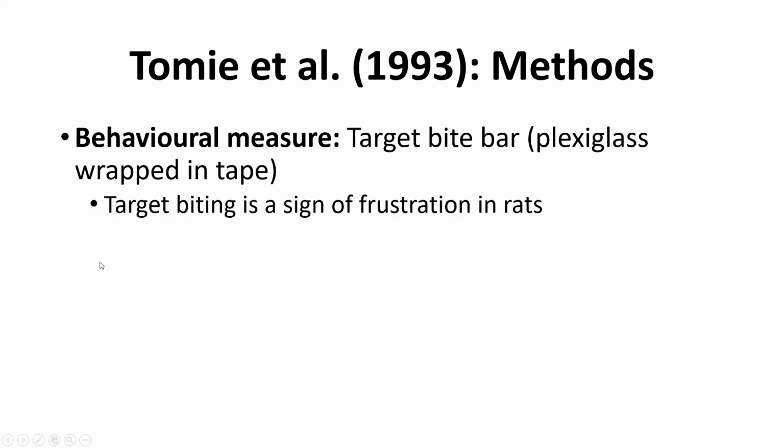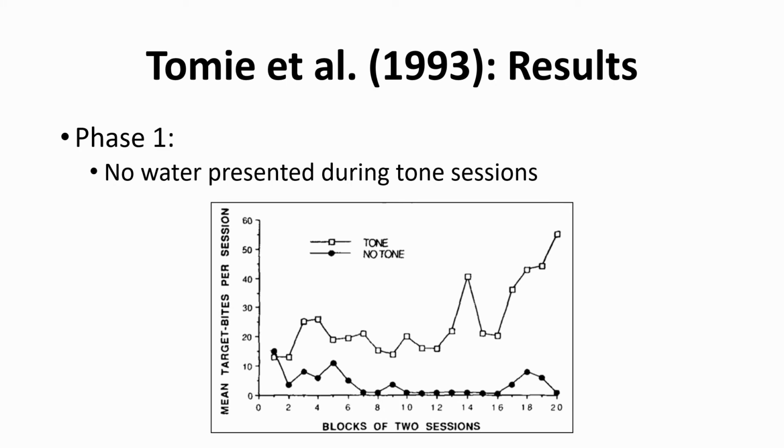Okay, and what are we measuring in this experiment? What we're going to focus on is a behavioral measure, which is target bar bites. Basically, they had a plexiglass bar wrapped in tape, and biting that target would be a sign of frustration in rats. So the expectation here is that they should bite that bar whenever they're experiencing extinction. So let's see if that's what we actually observe.